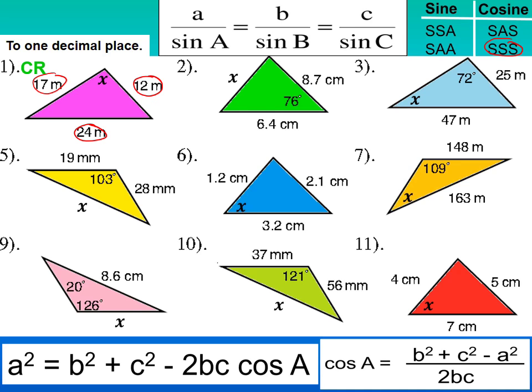Question 2, we've got a side, an angle, and a side. And the angle is between the two sides. Having a look, side, angle, side with the angle between is cosine rule again. Question 3, we've got angle, side, and side. Two sides with an angle on the side of it is sine rule. Have a go at questions 5 to 11, just deciding whether it's cosine rule or sine rule. Pause the video to have a go.